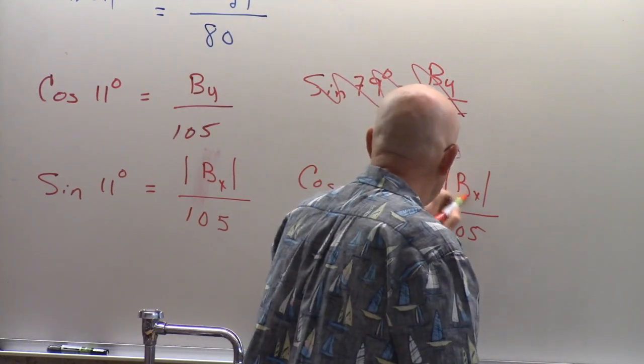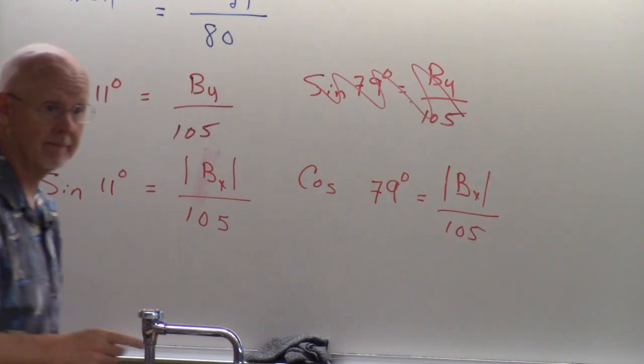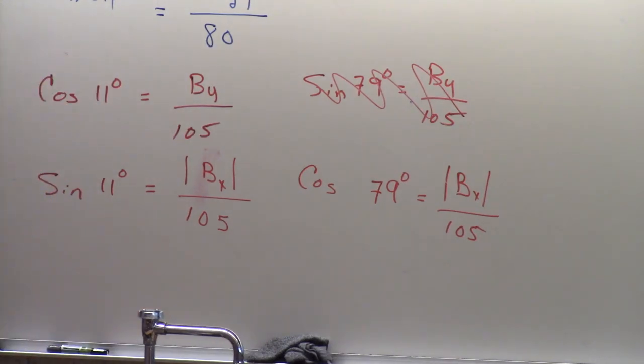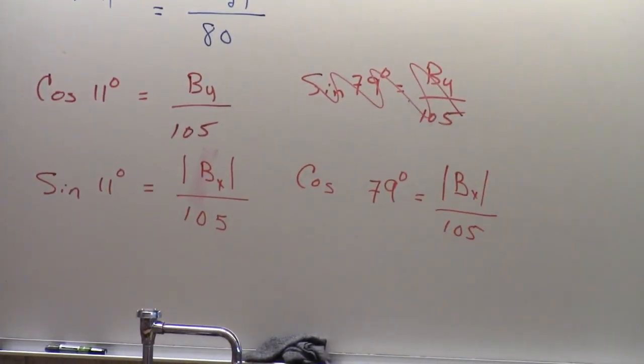Bx. Wait, so why is Bx negative again? Because, how do you... was it Ay? Yeah, Ay.